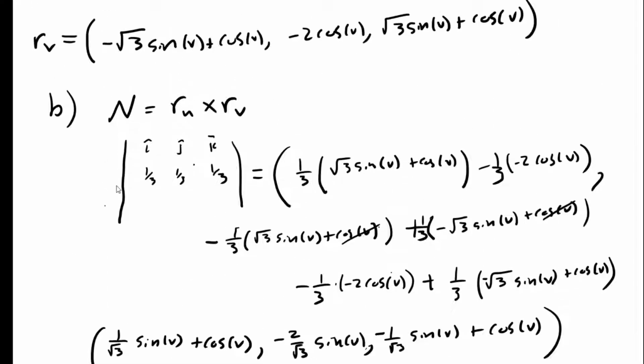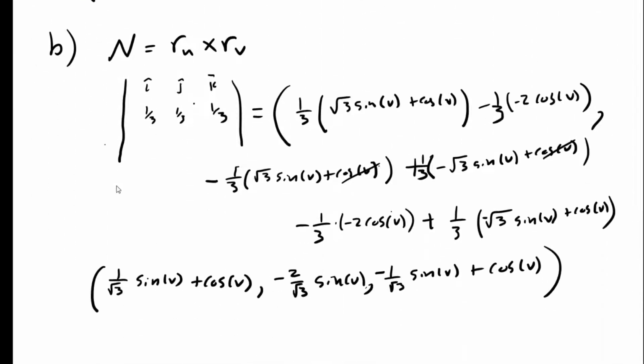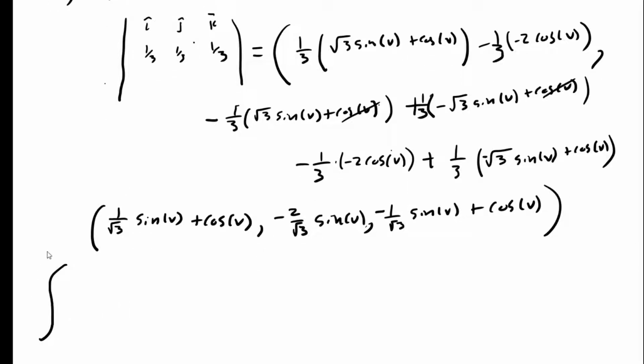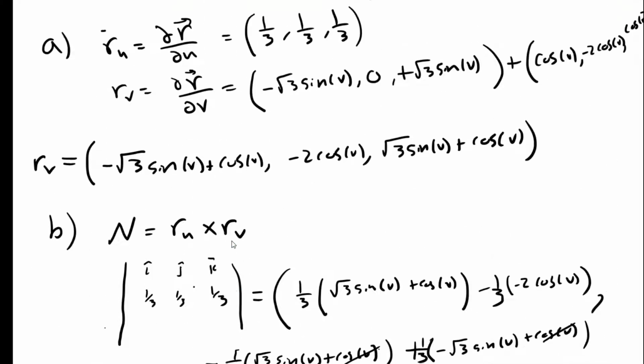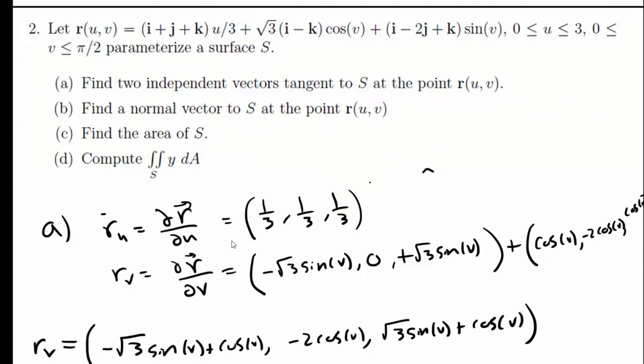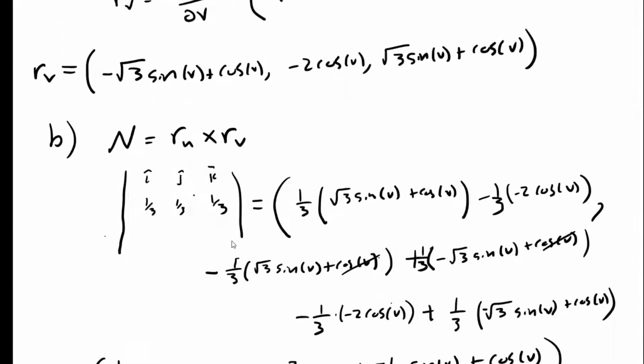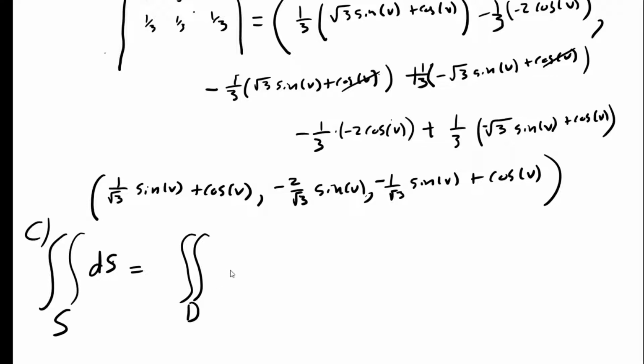Okay, now it says find the area. So now that we found that we need to compute the area. So the area is going to be the integral over s ds. Well, what is that? That's the integral over the region described by u and v. So it says u and v go from 0 to 3 and 0 to pi over 2. ds, well, what is ds in terms of u and v? That's going to be norm ru cross rv du dv.